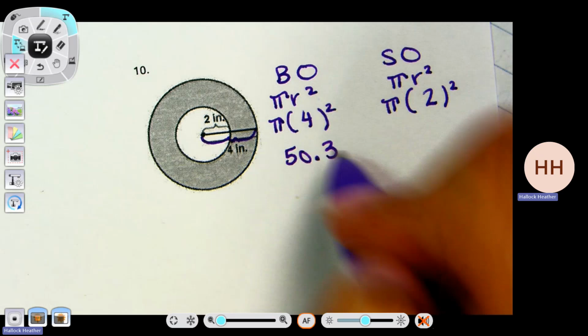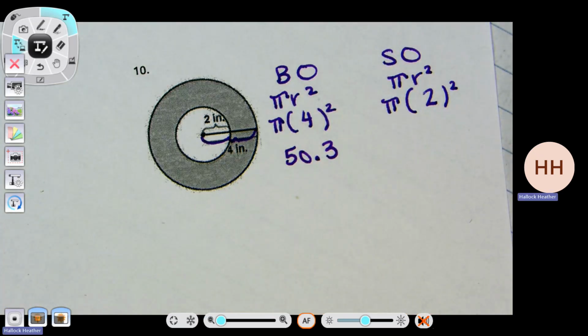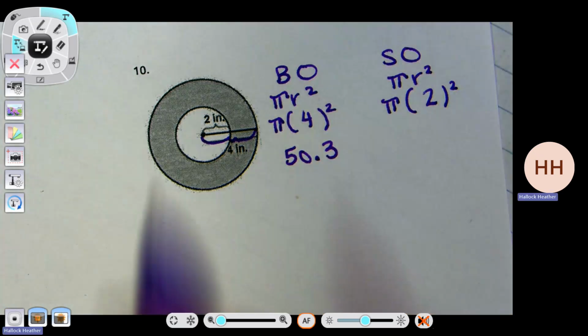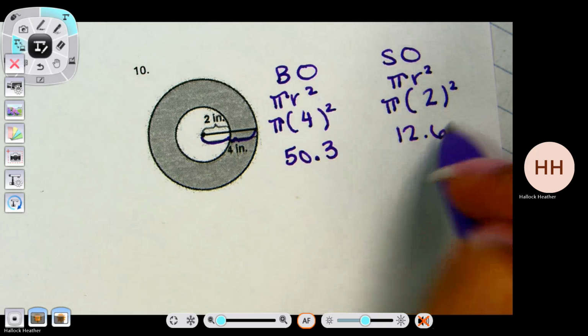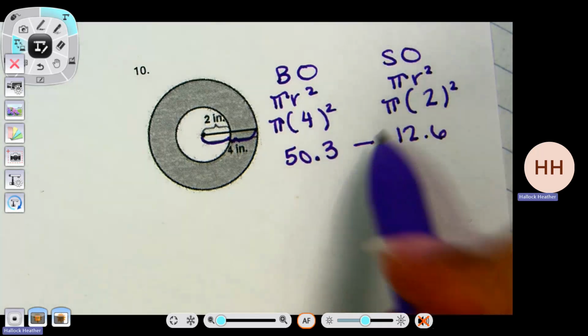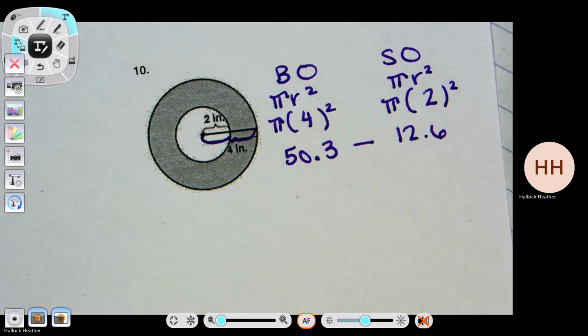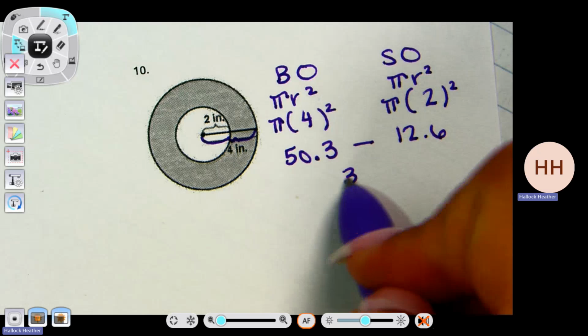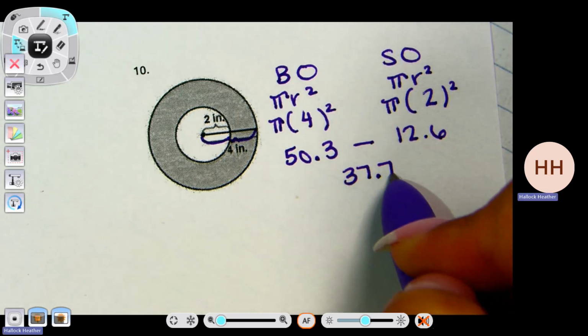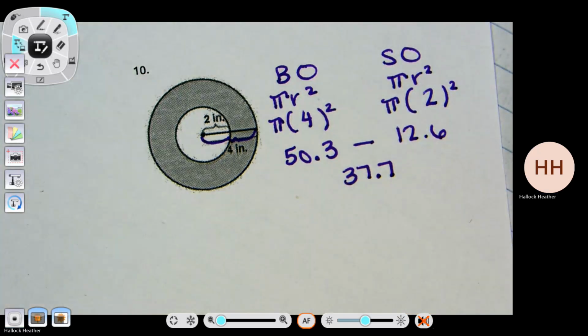Is that correct? 2 squared times pi is like 12.6. And then if I subtract them, big minus small, 37 point what? 37.7. Is that correct? 50.3 minus 12.6. Yeah, 37.7. Okay. Not too bad. Let's move on to something good.